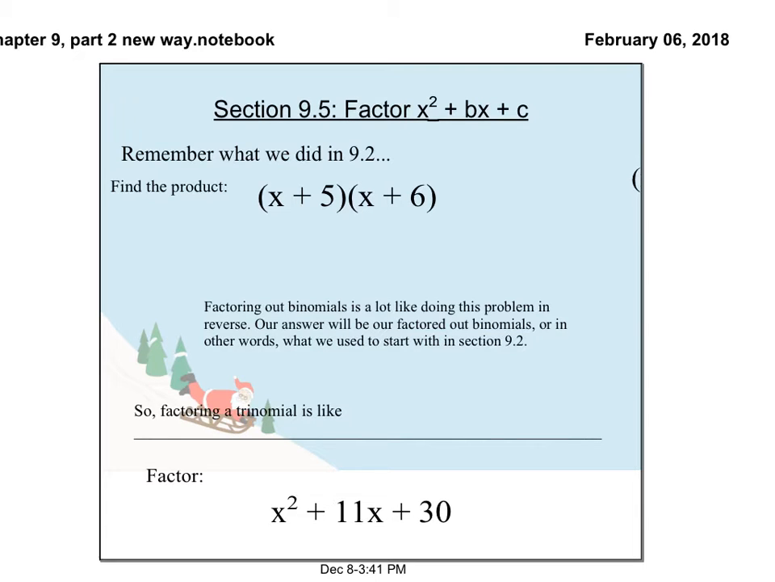Today's lesson is on section 9.5, factoring x squared plus bx plus c. Again, we've started to factor polynomials, and we talked about in the last lesson, 9.4, one way to do that is kind of like reverse distribution. Today we're going to talk about reverse FOIL, reverse table method.